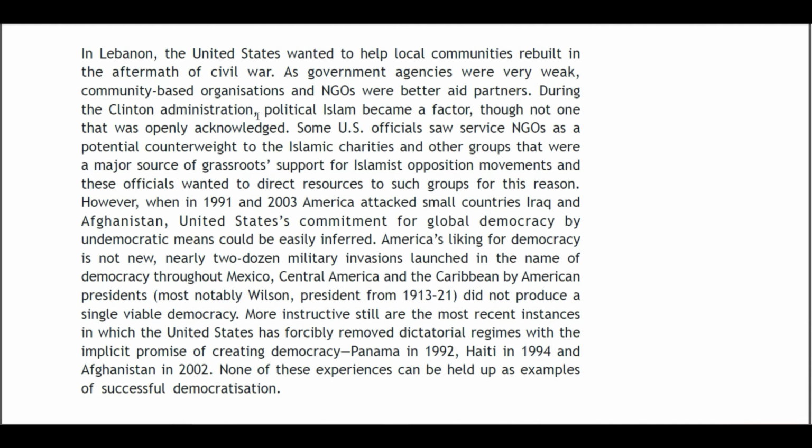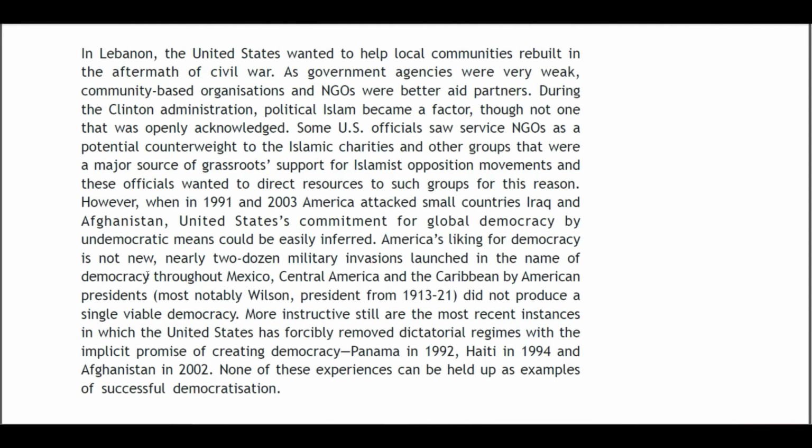During the Clinton administration, political Islam became a factor, though not one that was openly acknowledged. Some US officials saw service NGOs as a potential counterweight to the Islamic charities and other groups that were a major source of grassroots support for Islamist opposition movements, and these officials wanted to direct resources to such groups for this reason. However, when in 1991 and 2003 America attacked small countries, Iraq and Afghanistan, the United States' commitment to global democracy by undemocratic means could be easily inferred.